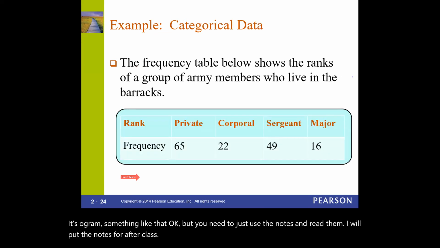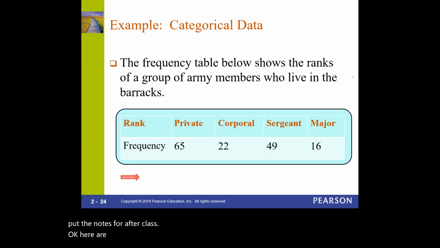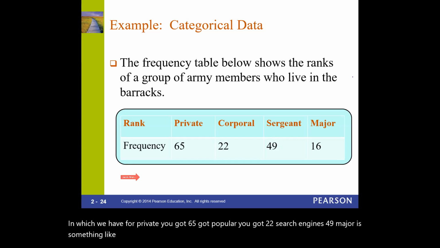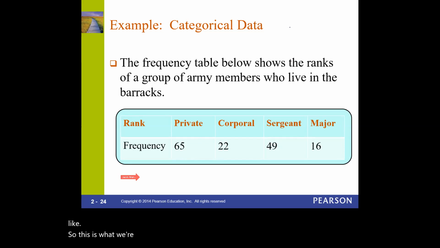Okay, here is a frequency table. We talked about frequency tables before, in which we have private, you got 65, corporal you got 22, sergeant is 49, major is something like that. So we can also create a bar graph for those to see how it looks. So this is what we're going to do. I don't have space for it. You can do something like this.